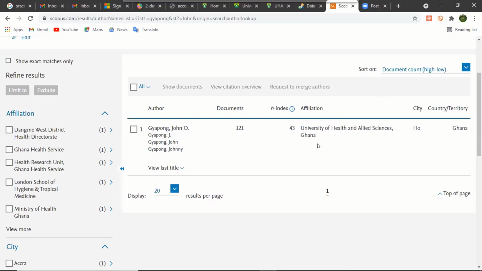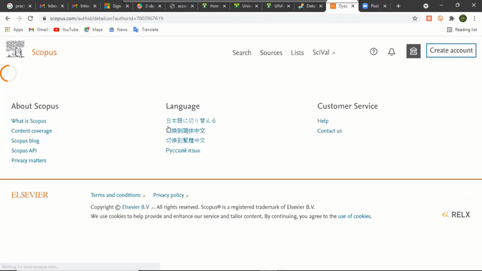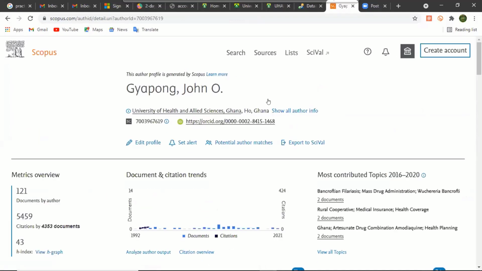There's an overview. It tells you how many documents he has published. His H-index is 43. Of course, we were told what an H-index is during our first session. What it simply means is that he has published about 43 articles that have each been cited at least 43 times. That's the meaning of this H-index. Then you have affiliation, University of Ghana. So let's click on his name and see if we can get more details about his publication analytics.